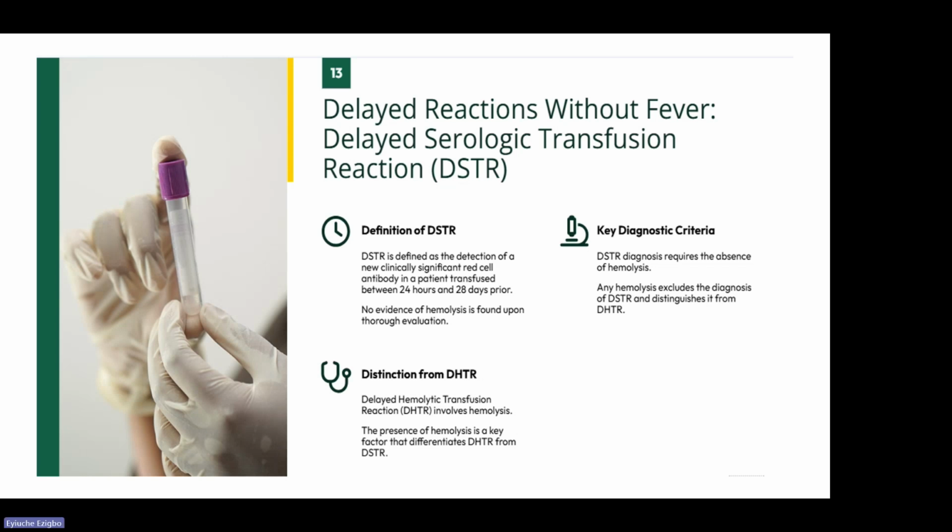We have to distinguish it from delayed hemolytic transfusion reaction, where we find hemolysis. Delayed serological transfusion reaction, no hemolysis. Delayed hemolytic transfusion reaction, we have hemolysis. Delayed serological transfusion reaction requires the absence of hemolysis. Any hemolysis excludes DSTR and distinguishes it from delayed hemolytic transfusion reaction.